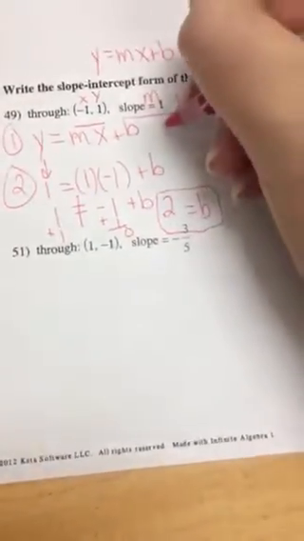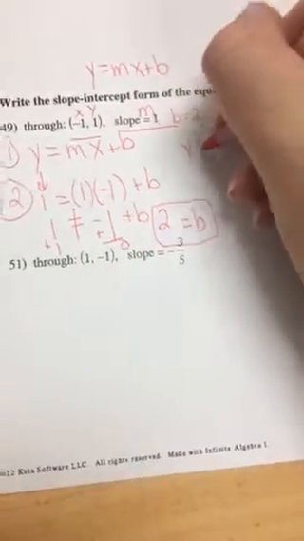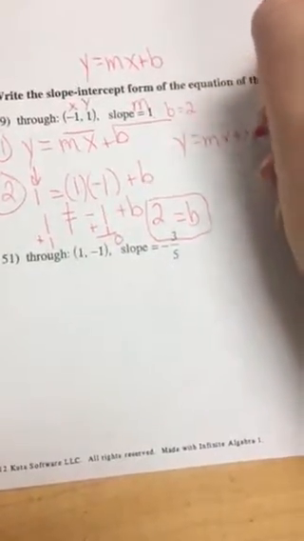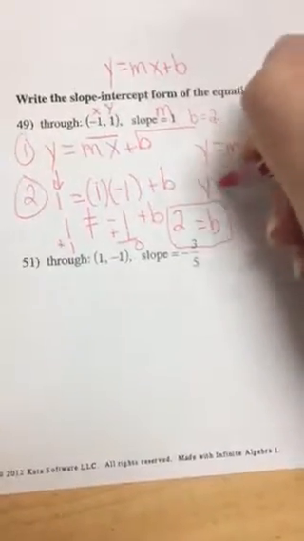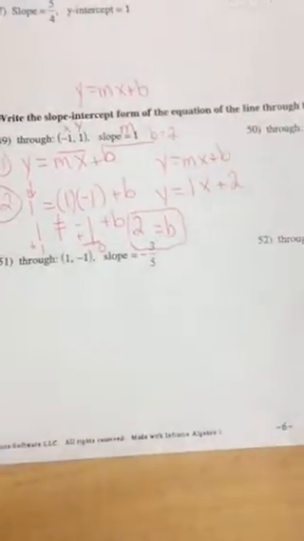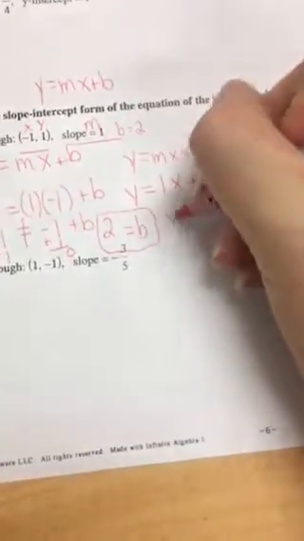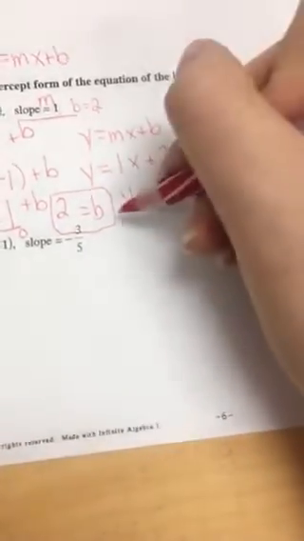So now I'm ready to rewrite my equation. So again, y equals mx plus b. Now that I know my slope and y-intercept, I'm good to go. Y equals, my slope was 1, x plus 2. And in simplest form, that'd be y equals x plus 2.